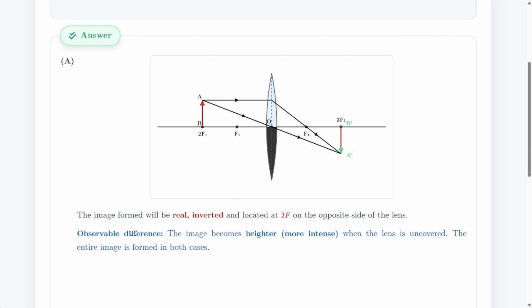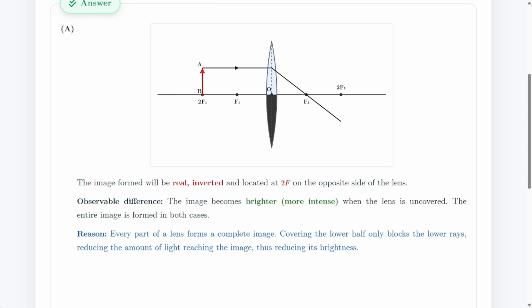Now, what is the observable difference? Well, the image becomes much brighter or more intense when the lens is completely uncovered. Remember, the entire image is formed in both cases. The reason for this is that every part of a lens can form a complete image. Covering the lower half only blocks the lower rays. This reduces the amount of light reaching the image, which in turn reduces its overall brightness.